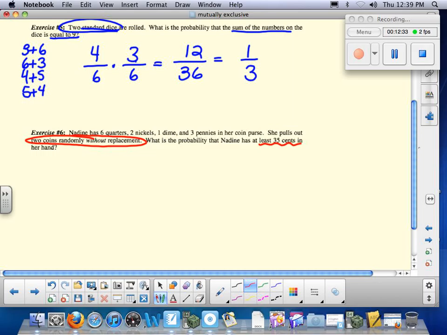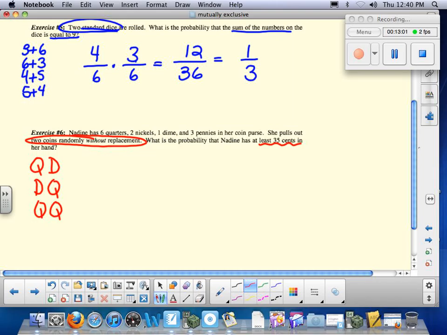So, what are the possible combinations that are going to give me 35 cents or more? A quarter and a dime gets me at least 35 cents, good. 2 quarters and 2 nickels. I'm only picking 2 coins, okay? A quarter and a quarter. Quarter and a quarter. Is there any other way I can get 35 cents from what Nadine has in her pocket?